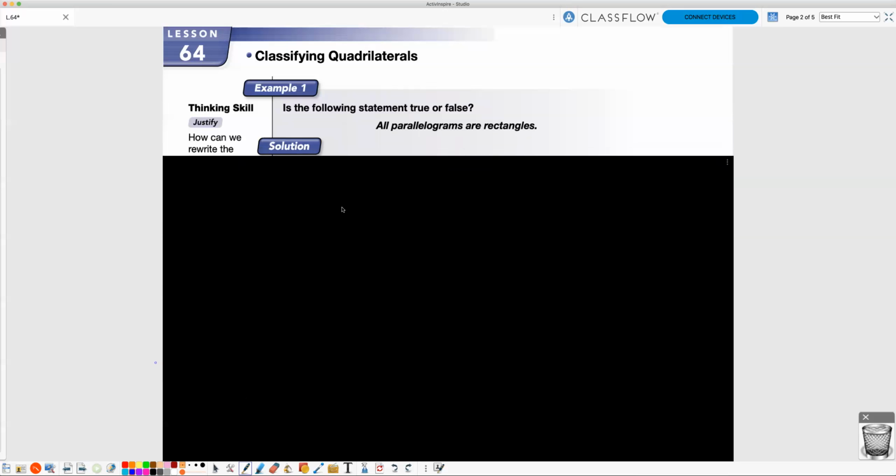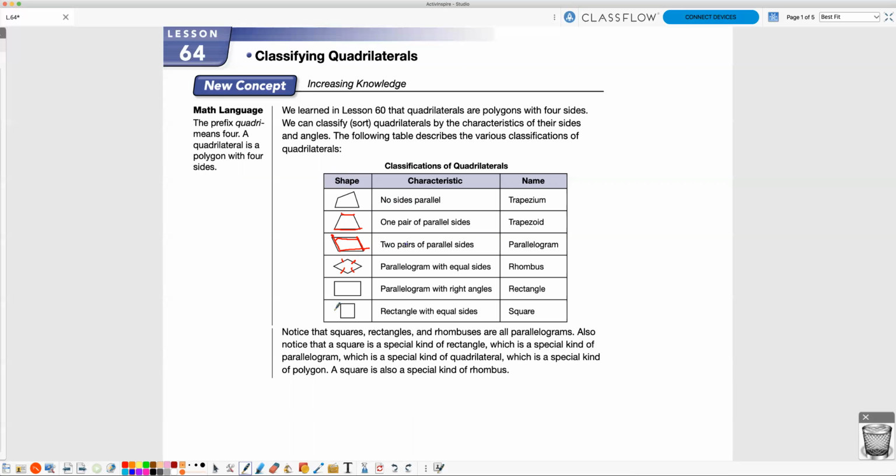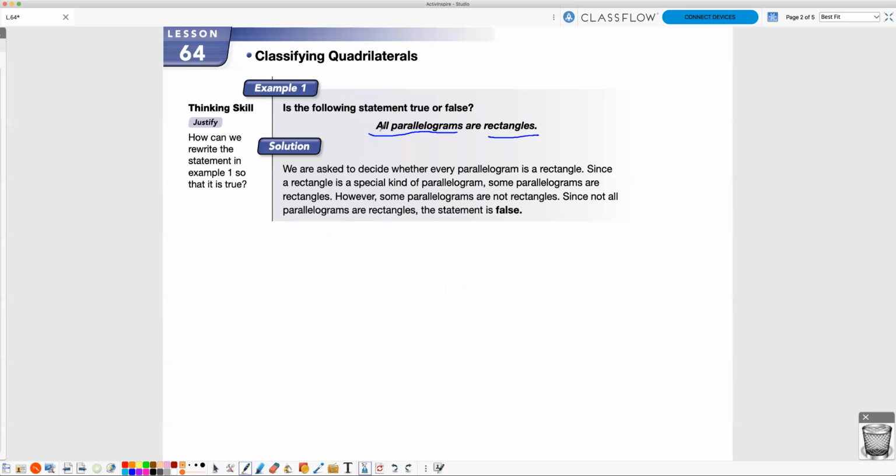So is the following statement true or false? All parallelograms are rectangles. Well, if you go back to the previous page, you can see that the parallelograms listed in this are not all rectangles. You can see that each of them is the rhombus, the square, trapezium, the trapezoid. Those are not rectangles. A square is a special kind of rectangle, but the statement itself, all parallelograms are rectangles, is not true.